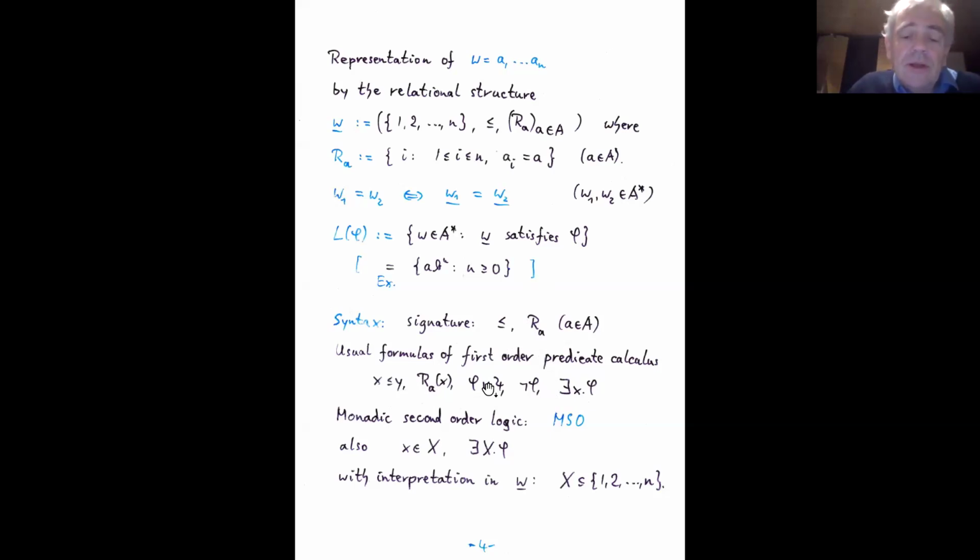And here we also need the first layer of second order logic, namely monadic second order logic, meaning that we quantify only over subsets of the universe. That's the monadic. So we need a new atomic formula that an element belongs to a set, and the quantifier, there is a subset such that phi holds. And the interpretation of this is a subset of the universe.